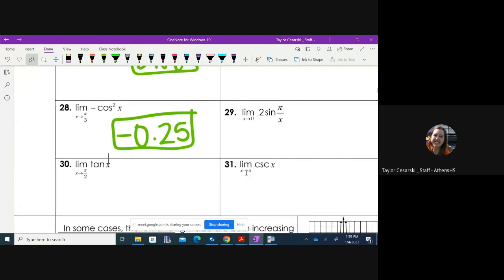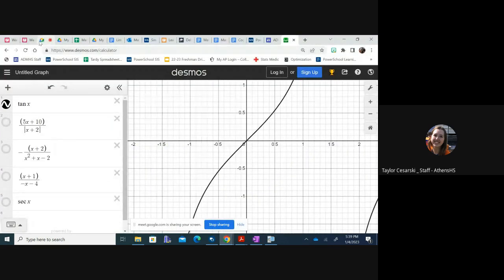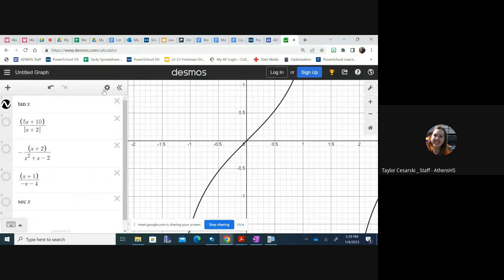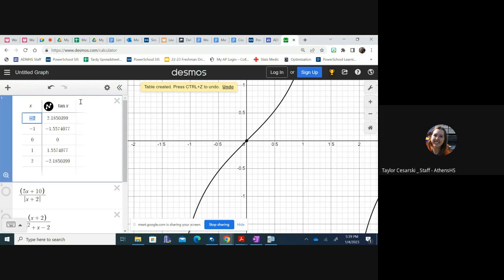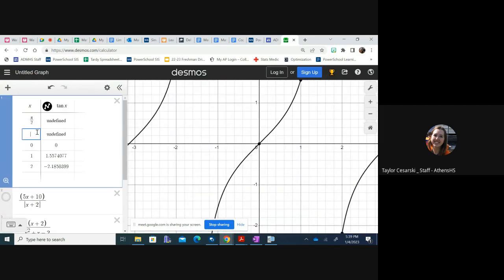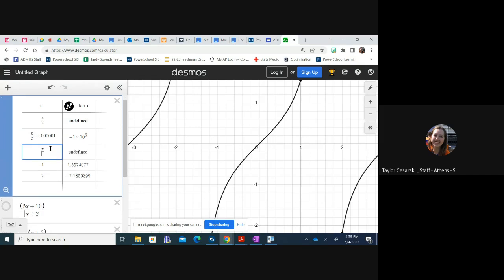Then tangent of x. Going back here, for tangent of x, we're looking as x approaches pi over 2, which is undefined. If I do a little bit bigger, or a little bit smaller, let's get out of that fraction. Notice that this one is negative, but this one is positive.